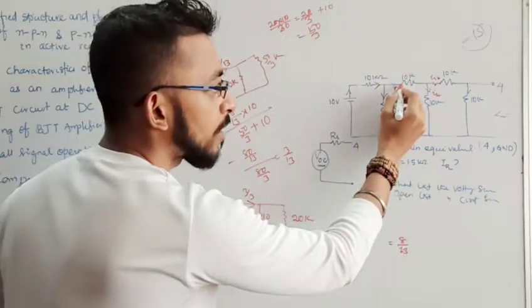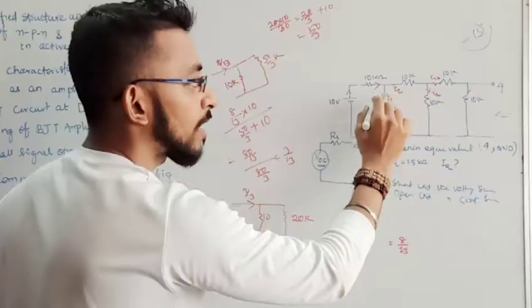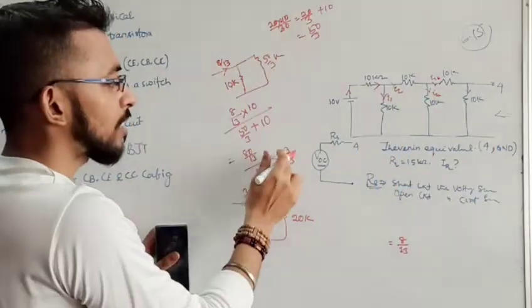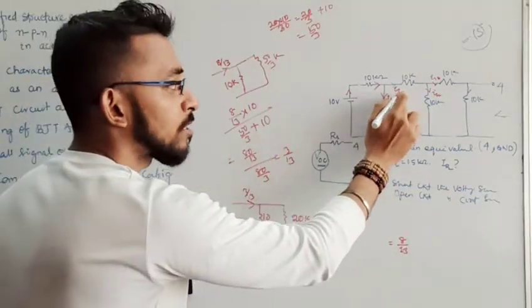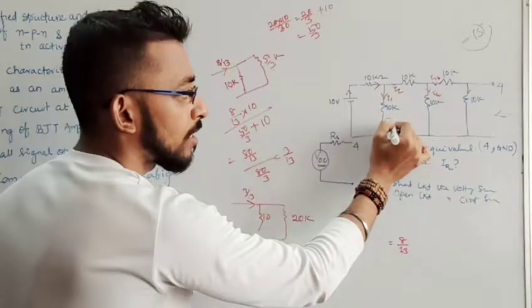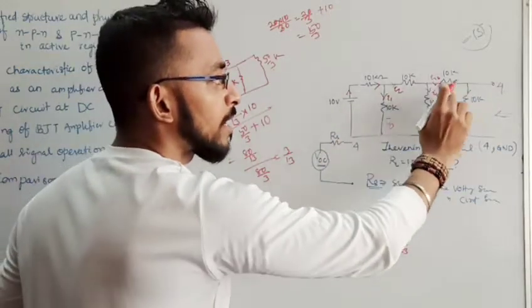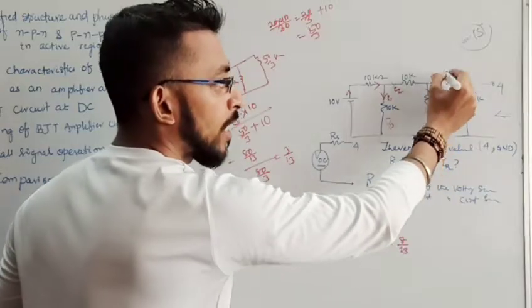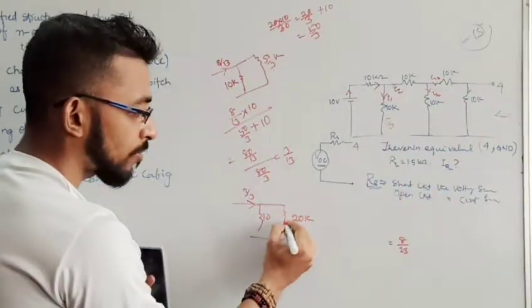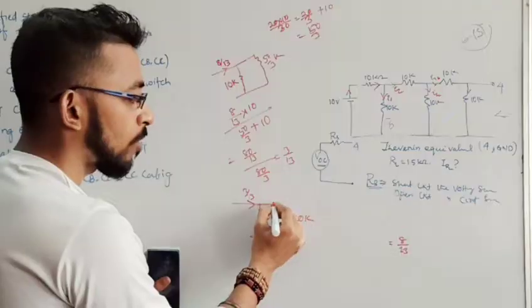It means for this branch I am getting 3 by 13, and for this branch it will be 8 by 13 minus 3 by 13, which is 5 by 13. For this branch it is 5 by 13. Okay, here it is coming 3 by 13. Now this 3 by 13 is divided into two paths. One is I2A and the second one is I2B. So I want to know the value of I2B.